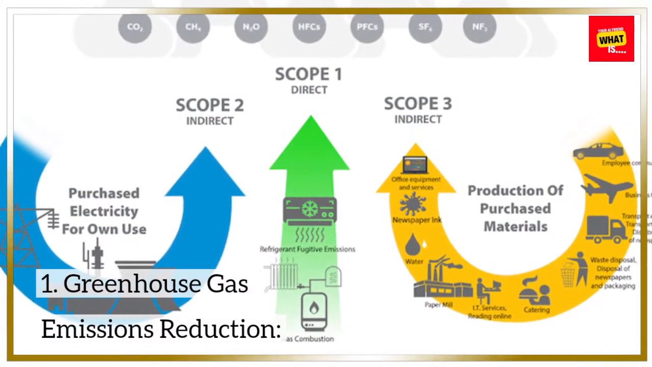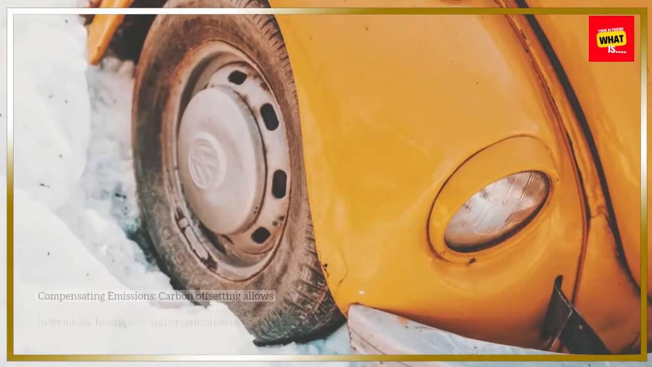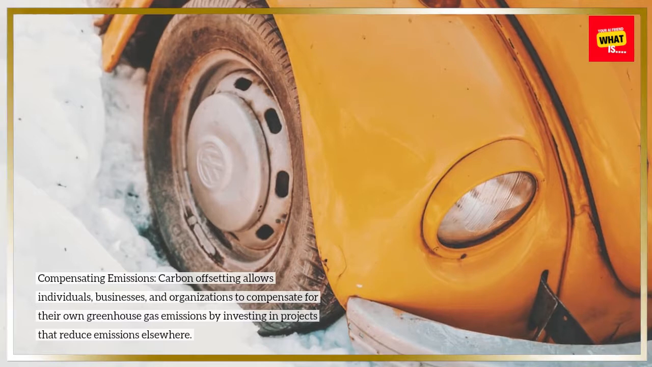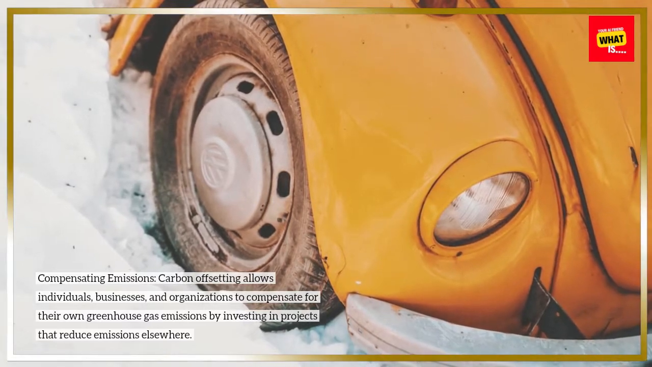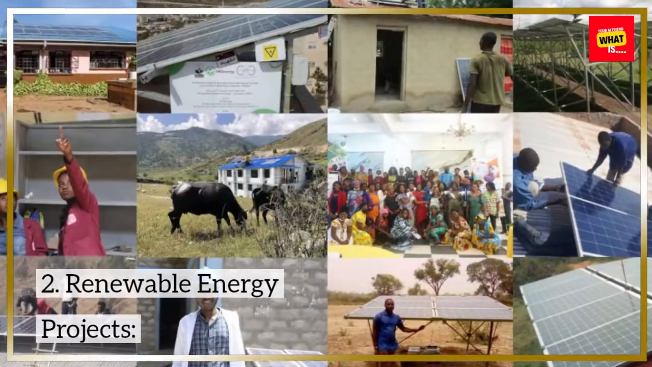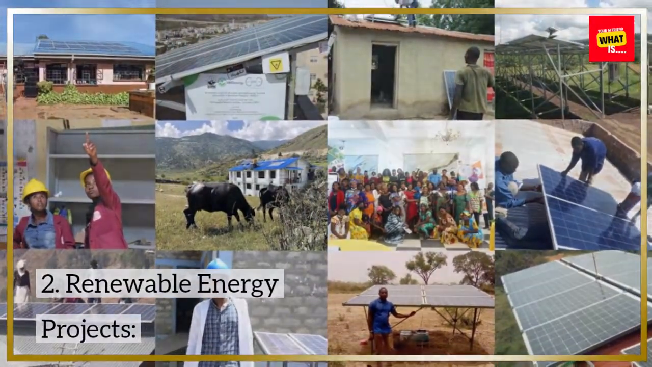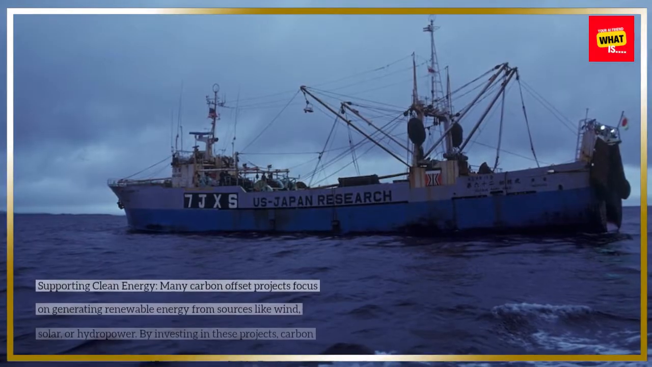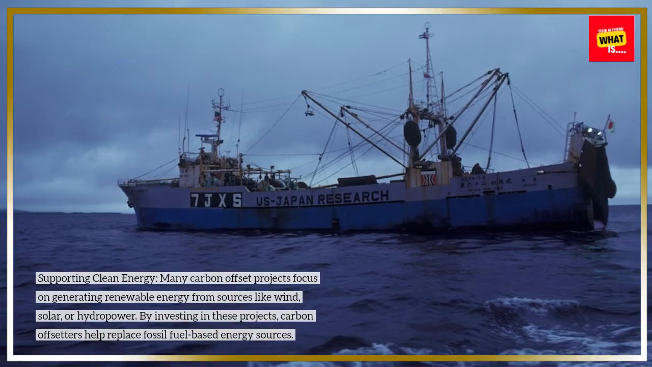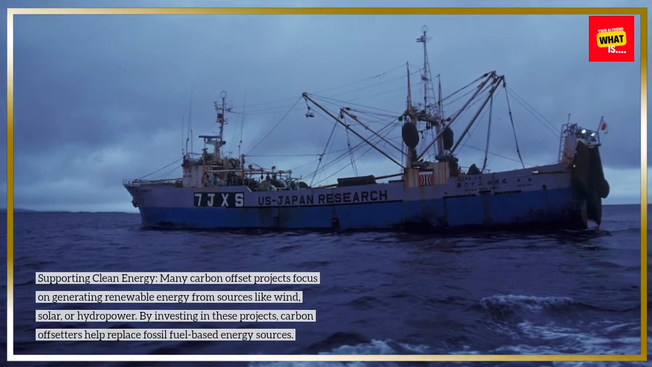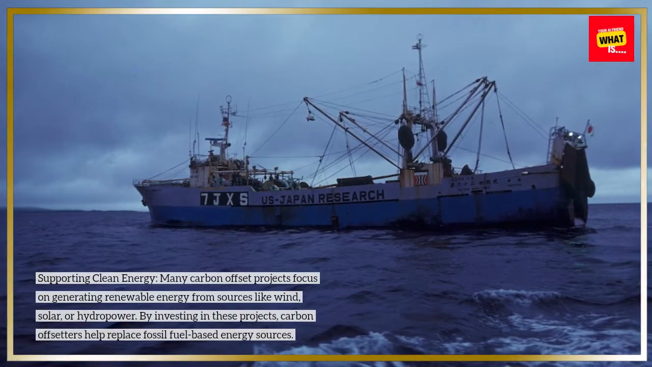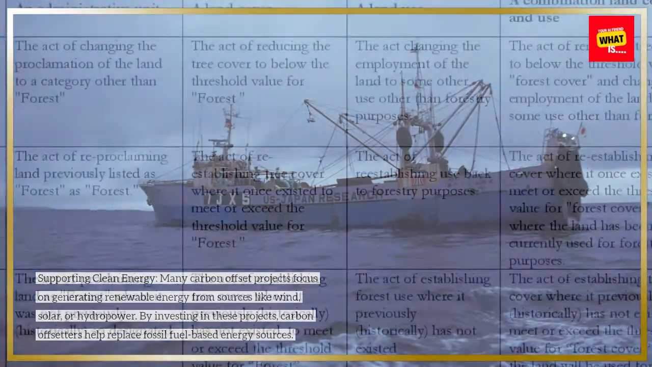1. Greenhouse gas emissions reduction. Compensating emissions. Carbon offsetting allows individuals, businesses, and organizations to compensate for their own greenhouse gas emissions by investing in projects that reduce emissions elsewhere. 2. Renewable energy projects. Supporting clean energy. Many carbon offset projects focus on generating renewable energy from sources like wind, solar, or hydropower. By investing in these projects, carbon offsetters help replace fossil fuel-based energy sources.